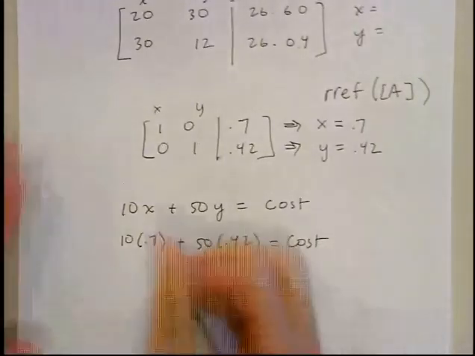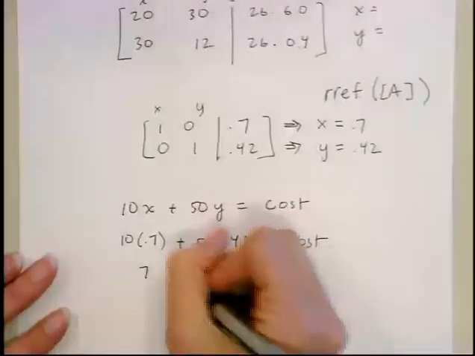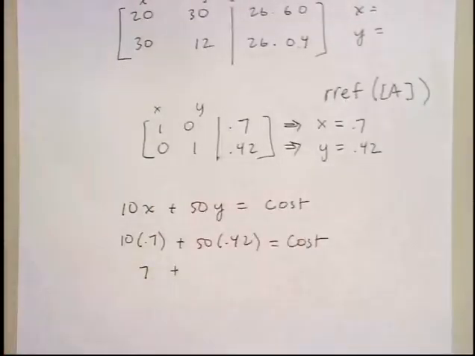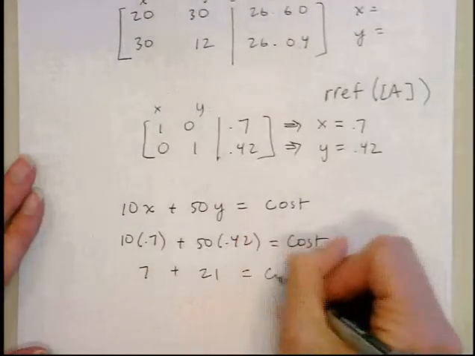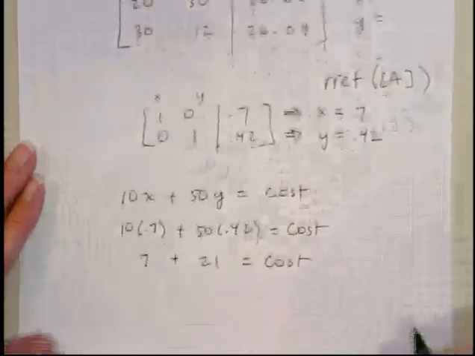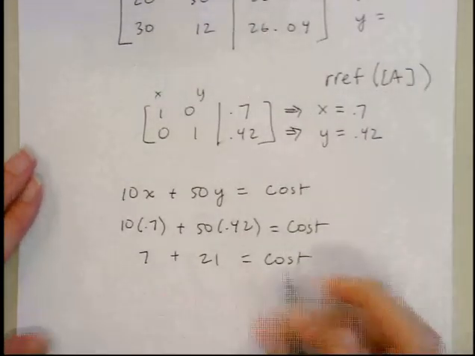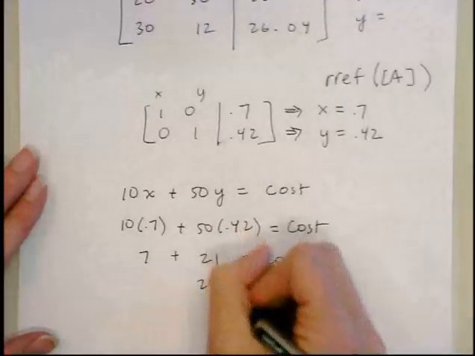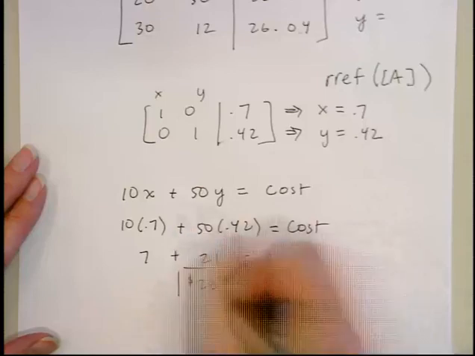Okay, so 10 times 0.7. I can do that. So 10 times 0.7 is 7. I'm going to let my calculator do 50 times 0.42, and we get 21. 7 plus 21 equals my cost. So the cost of 10 pounds of rice and 50 pounds of potatoes is 28, and that's a cost, so that would be $28.